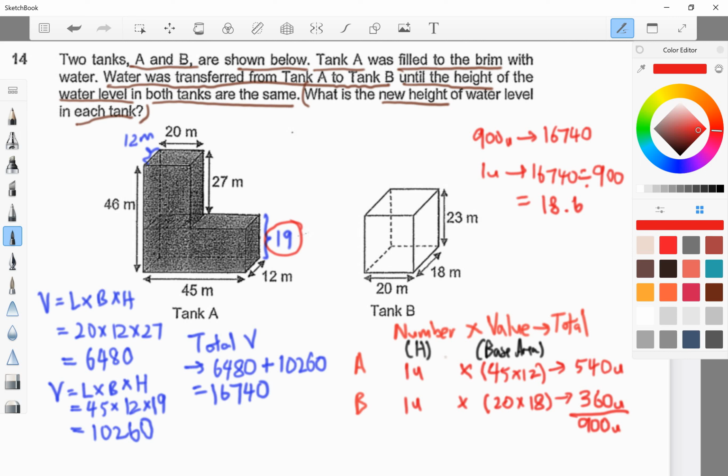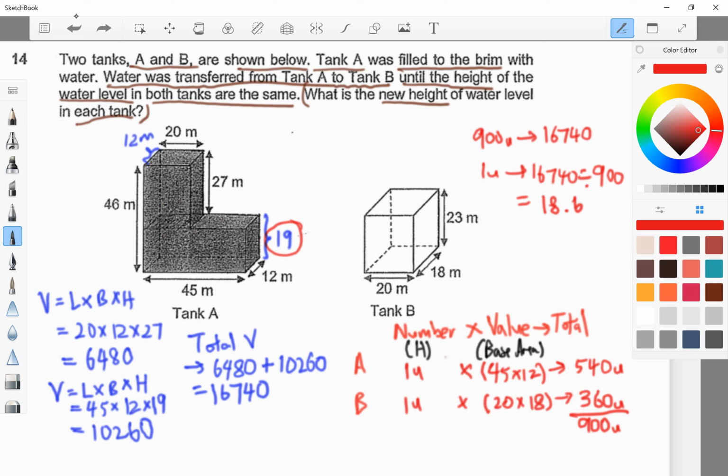So we say that the base area for this container, 45 times 12, 540, only applies up till the height of 19 cm. Alright, 19 cm. So beyond 19 cm, the base area is no longer 45 times 12. It's actually 12 times 20, which is this chimney part over here, which I'm circling in red. Okay, so this is something to take note.